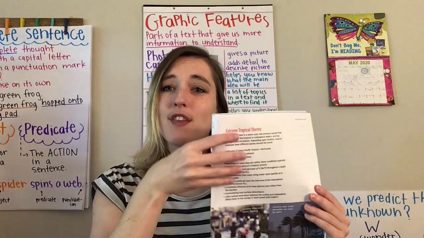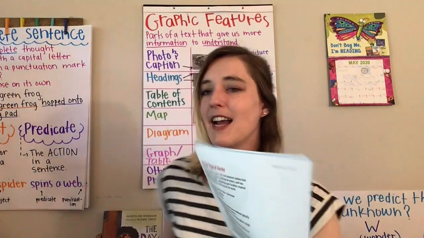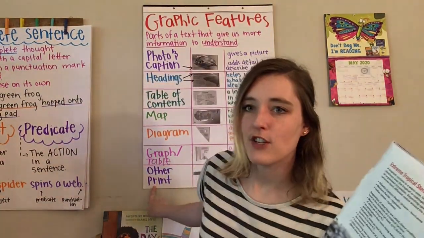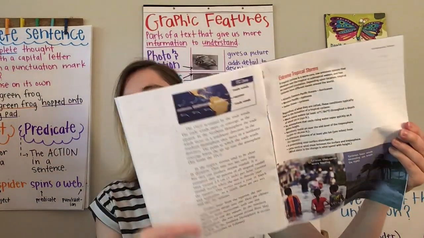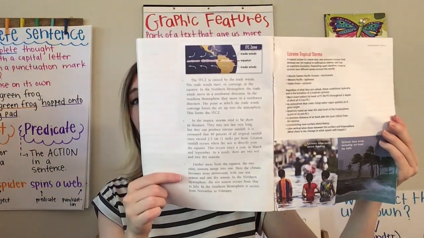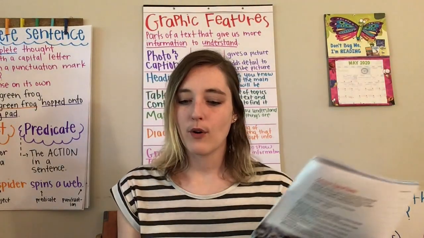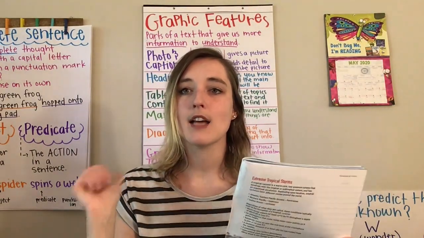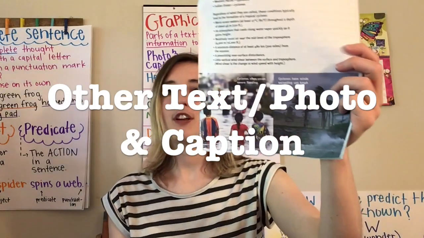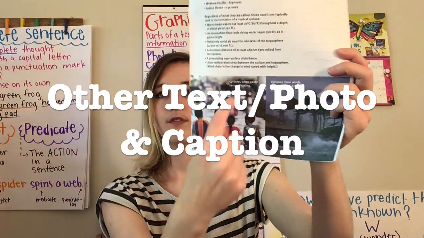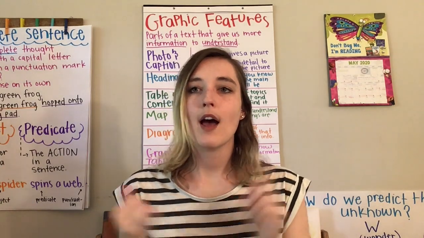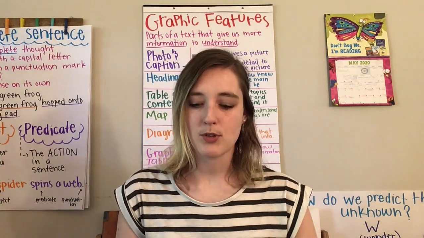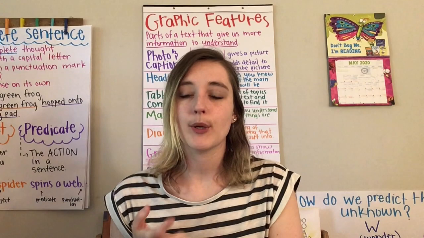The reason I read this information first is because it kind of matches this graphic feature right here. It's other print. It looks different from our regular text, which is why we didn't read it on the initial read. So for type of graphic, it is other text, but there's also photographs and captions, okay? So go write down other text, photo, and caption for type of graphic feature.